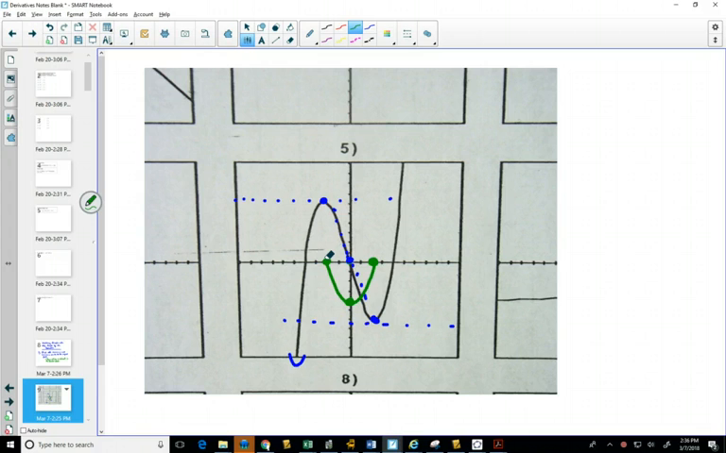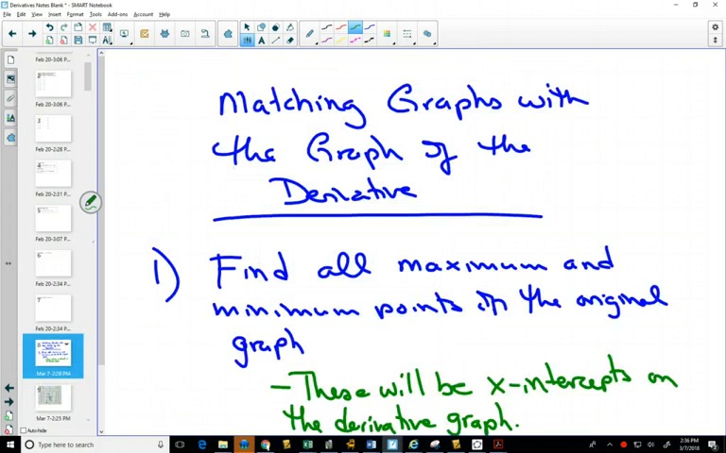But again, what we're trying to do here is not to graph it perfectly. What we're trying to do is match graphs so we get an idea of what the graph looks like, so that later we can match it with another one.